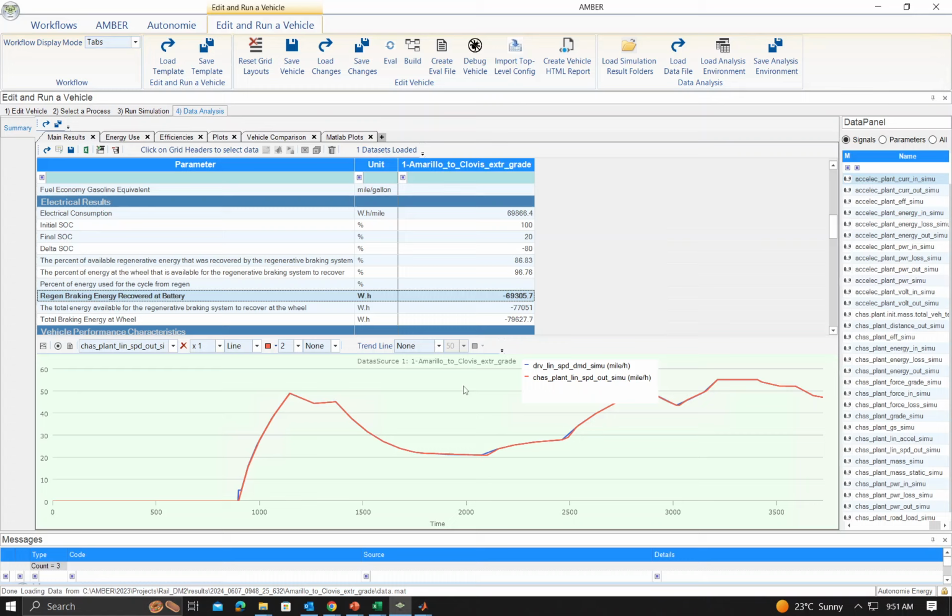So in this way we can see how much battery capacity is required for any particular route. This may vary based upon the variation of grade along the route, at what speed you want to run the train, and what the weight of the train is. All this type of study can be done using the train simulation in Autonomie.